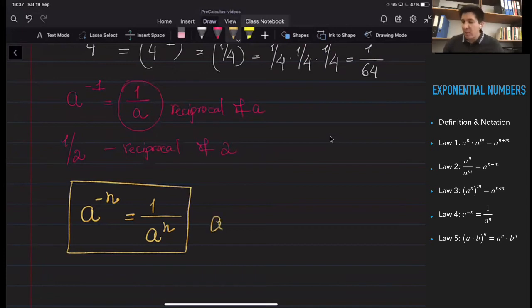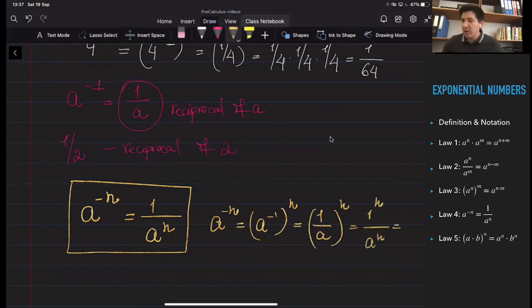For example, a to the power of minus n can be written as a to the power of minus 1, to the power of n, which is going to be 1 over a, to the power of n. Then this is going to be 1 to the power of n divided by a to the power of n. So 1 to any power is simply 1, so it equals 1 divided by a to the power of n. So these 4 rules, or 4 laws, are going to define lots of other things.